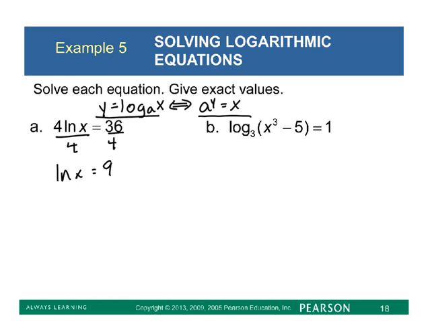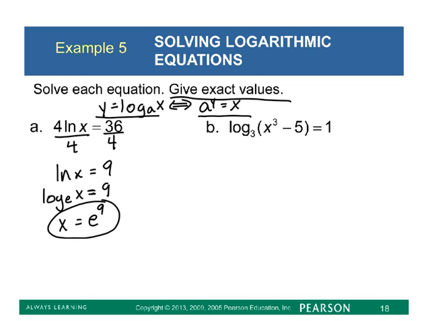Another way to look at ln of x is like this right here. Remember, it's log base e of x equals 9. Now change this right here into its exponential form. And what that's going to look like is x equals e to the 9th. And that right there is our solution, e to the 9th. And it's asked us to give exact values, so leave it as e to the 9th and don't change it to its decimal form, because that's it right there.